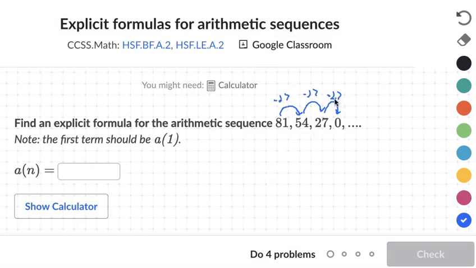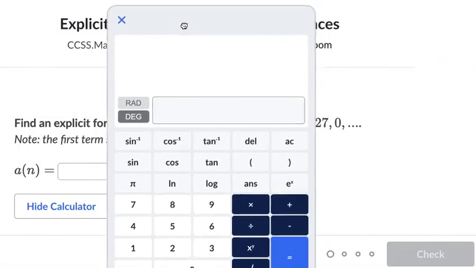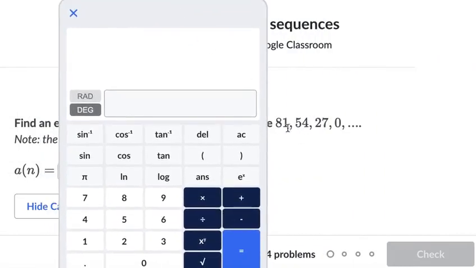Now we can figure out that common difference using a calculator also if we can't figure it out by inspection. So let's practice doing that. We can pick a number in the sequence like 54 and subtract the number that came right before it. So 54 minus 81. And there's our common difference, negative 27. Let's practice that one more time. Let's say we start with 27. We'll subtract the term that came right before it, so minus 54. And we get our common difference, negative 27.